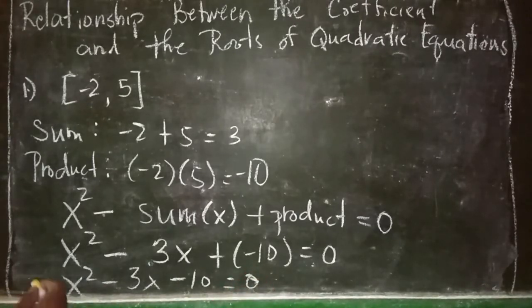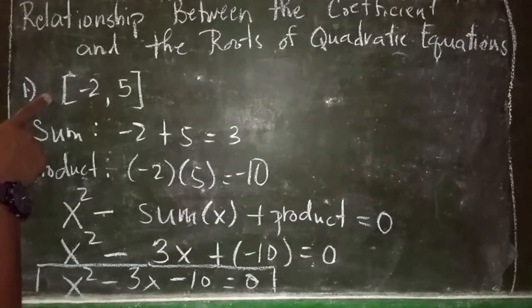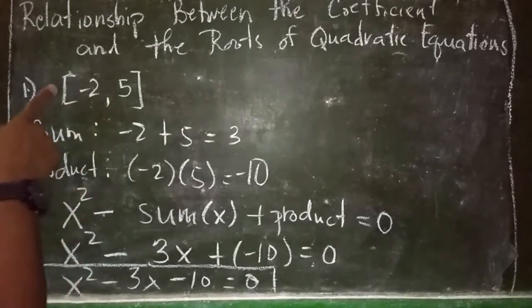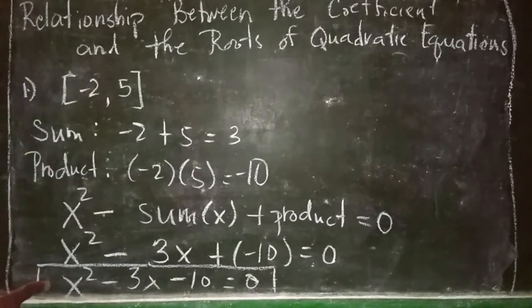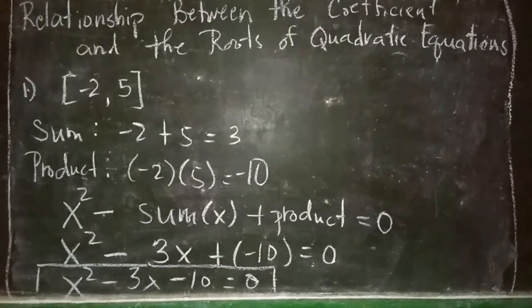Ibig sabihin, yung equation na ito, kapag hinanap mo yung roots niya, ay ganito yung makukuha mo: -2 and 5. Kasi from roots, kinuha natin yung equation. Nung una kasi, from equation, hinanap natin yung roots. Okay, so if you want to double check it, pwede mong hanapin yung kanyang roots at sigurado tayo na ang makukuha ay -2 and 5.